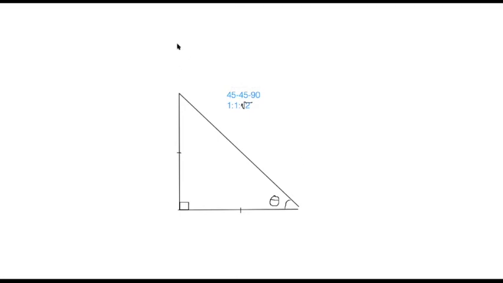So if I know what this side is, let's say it's 5, then I know that this side over here is also 5. And this side is going to be 5 times the square root of 2. And there's not a lot we can do as far as making that look nicer. So we're just going to say 5 times the square root of 2 because we want to be really specific.